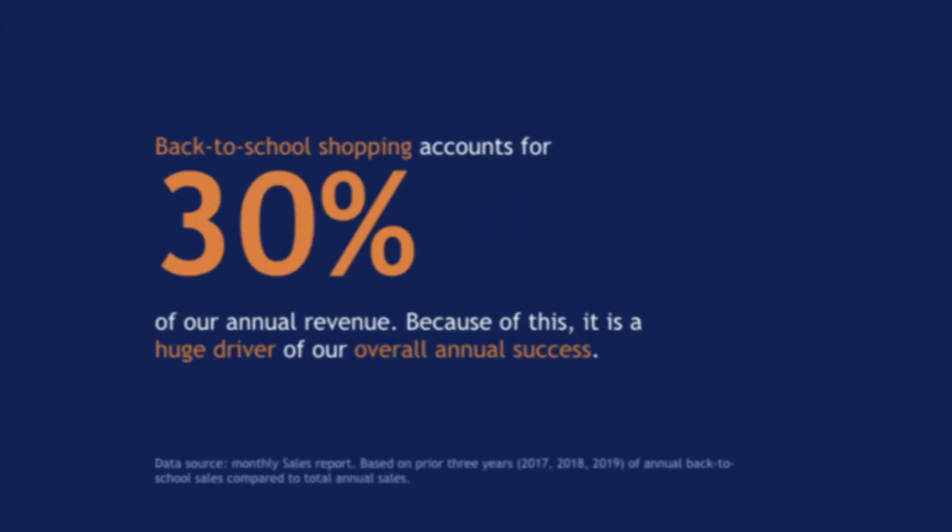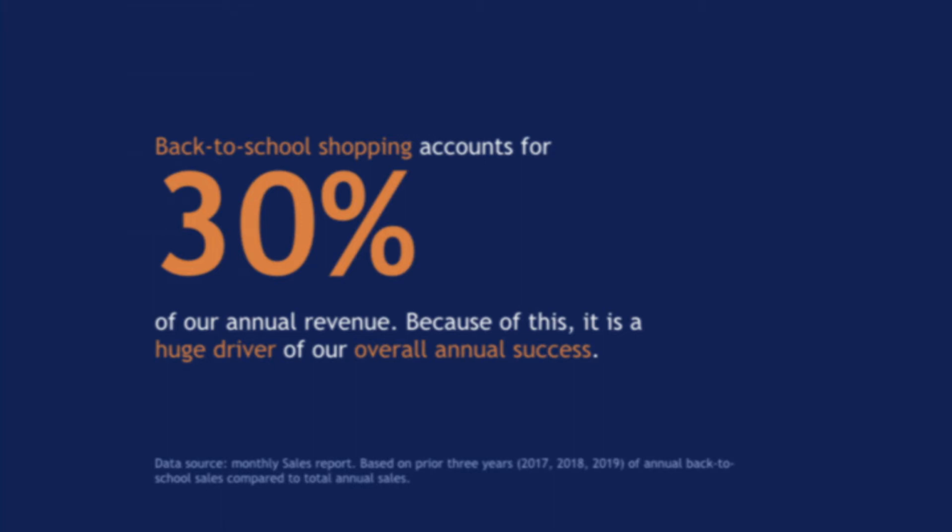Let's keep going. Back to school shopping, 30%. Huge driver of overall annual success. I just read all of the orange, and it told a story. It told a story within a story. Think about linking numbers and data and language with the same color. It tells a story within a story, and it becomes way more skimmable as a result. You can get into this quickly, you can get out of it even quicker. It's the same thing for your audience.